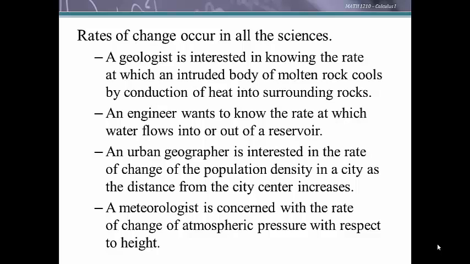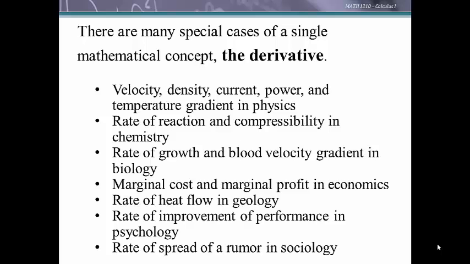A geologist may be interested in the rate at which molten rock cools by conduction of heat into surrounding rocks. An engineer, the rate of change of water flow into or out of a reservoir. An urban geographer, the rate of change of population density in a city as the distance from the city center increases. A meteorologist, the rate of change of the atmospheric pressure with respect to height. All of these things have one single mathematical concept: the derivative. The derivative is the rate of change, comparing 2 variables at an instant. Very often it's the rate of change with respect to time, but it doesn't need to be time.